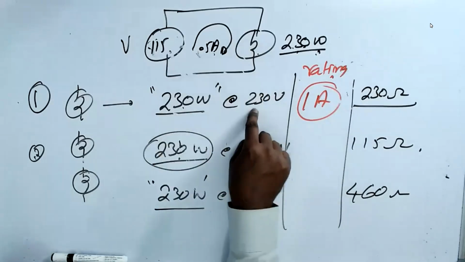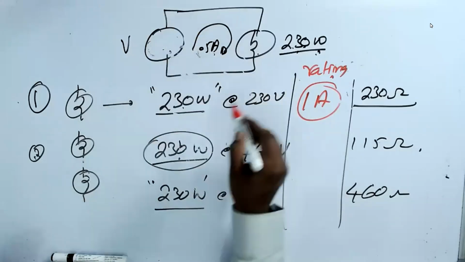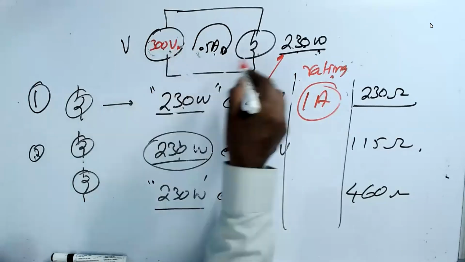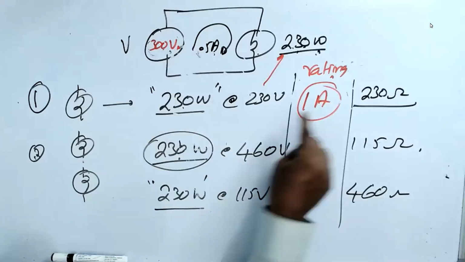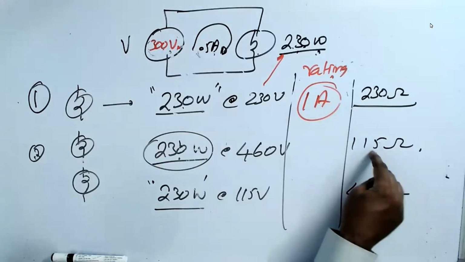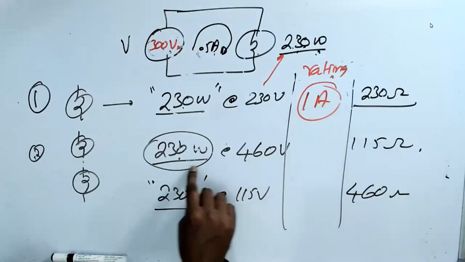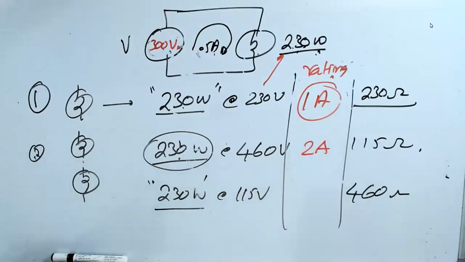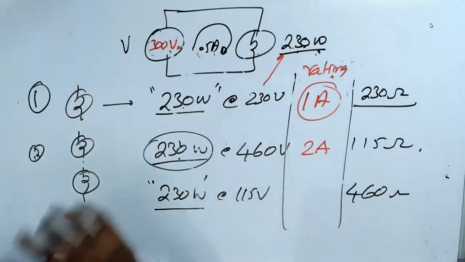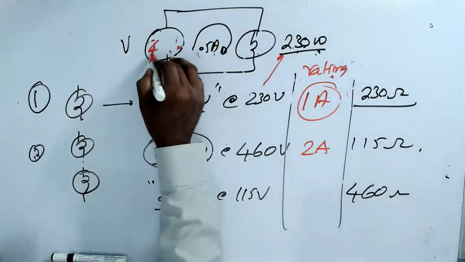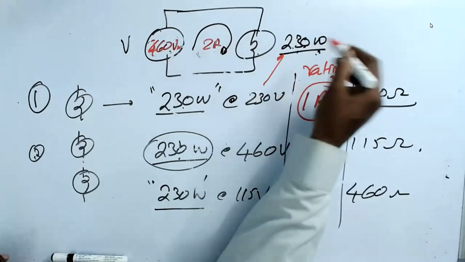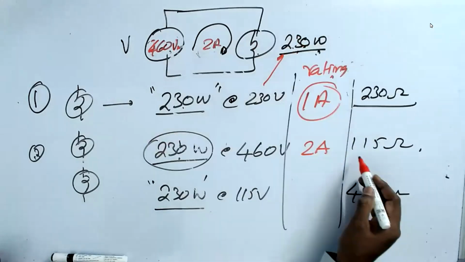If you try to apply more voltage to this bulb, if you apply 300 volts, the bulb will burn because it's getting more current. Now, the same bulb, 230 watts at 460 volts, can withstand up to 2 amperes. That's the way the manufacturer designed it. So you apply 460 volts, this gives 2 amperes, you get about 230 watts. That's why the resistor is 150 ohm.